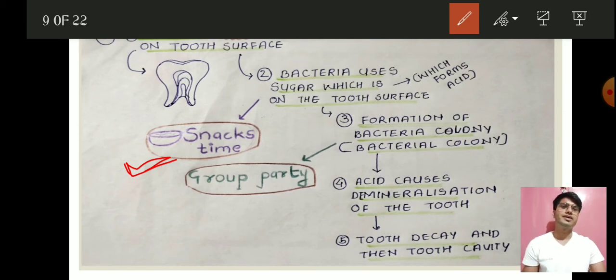You can say that. Then there would be formation of a bacterial colony. Other bacteria would also join those previous bacteria.